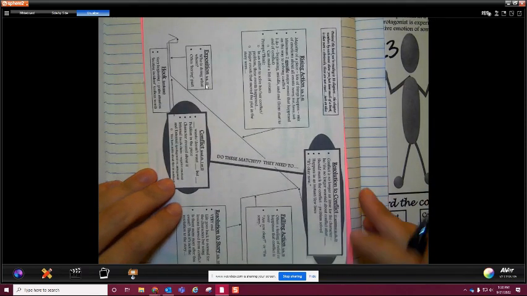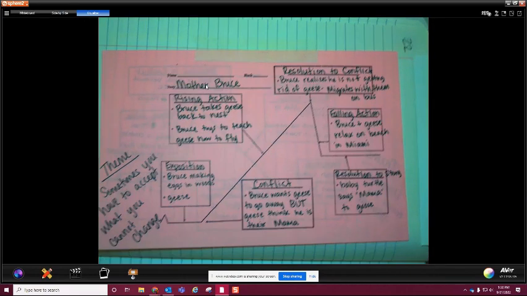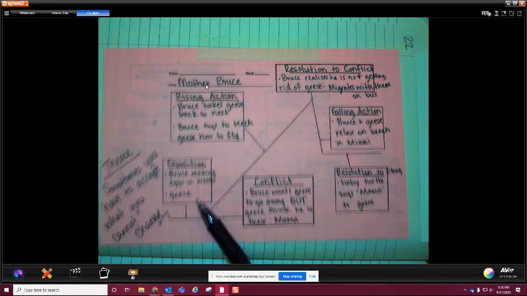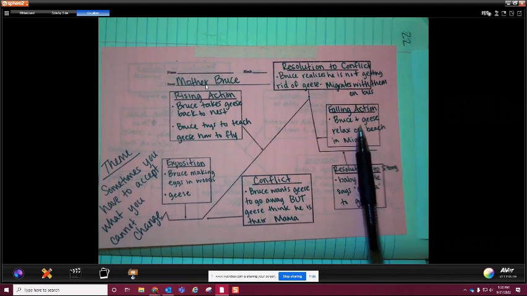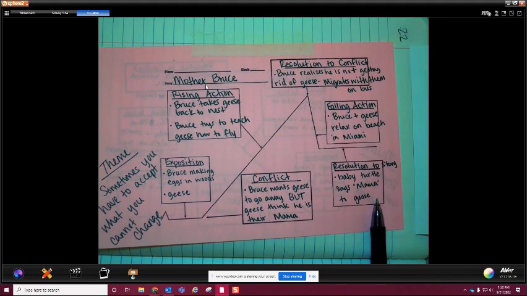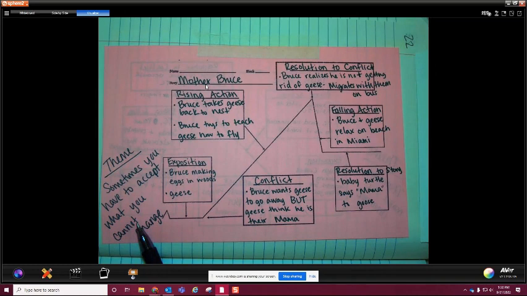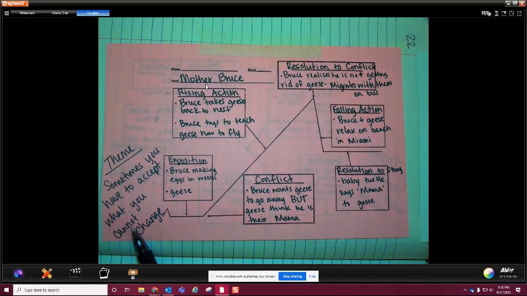All right, so what we ended up doing today in reading is, like last time in class, I'll show you this first. Last time in class, we were on page 22, and we were talking about the plot chart, which is what we did for this one. So this is the one that we did last class. It was Mother Bruce, and we talked through the exposition, conflict, rising action, resolution of conflict, falling action, and resolution of story. And then we also figured out a theme for that book. Okay, so that was for Mother Bruce.